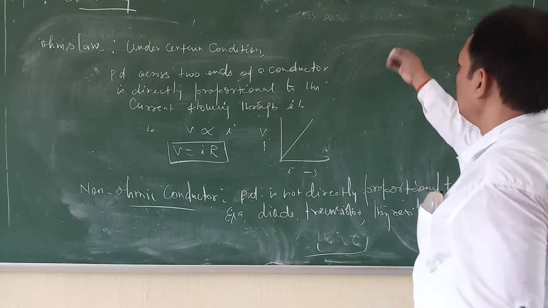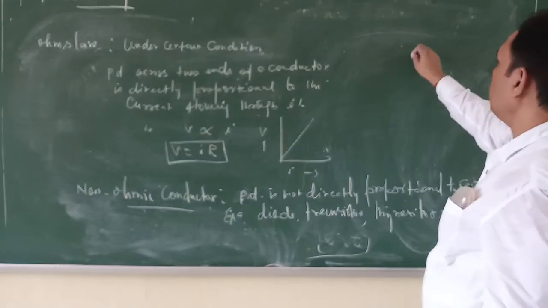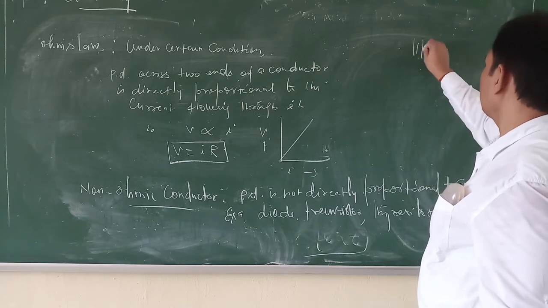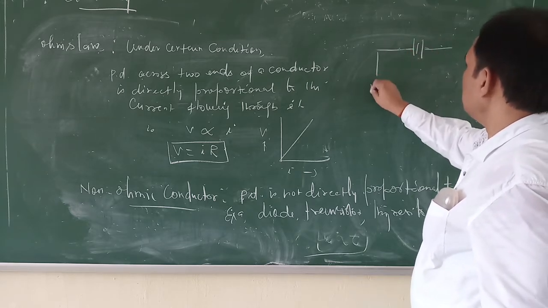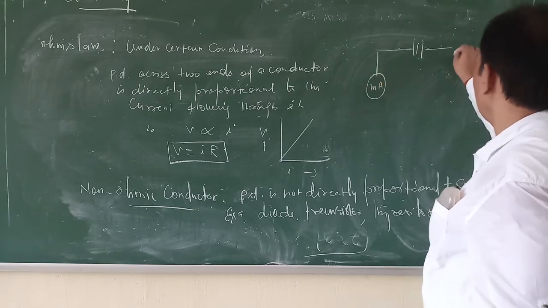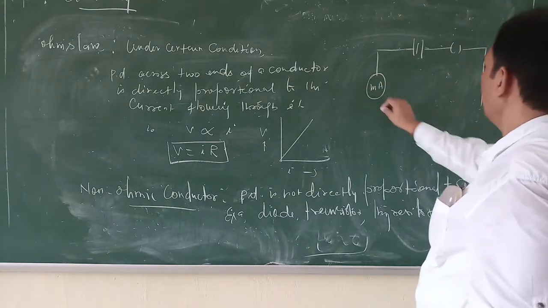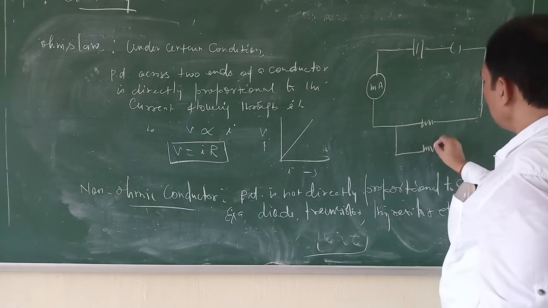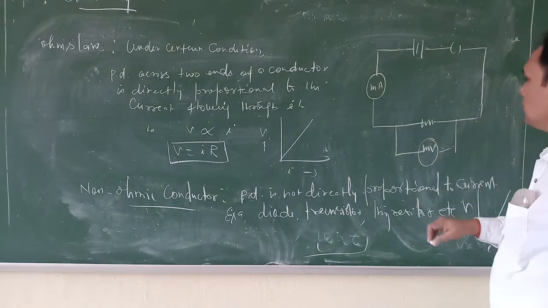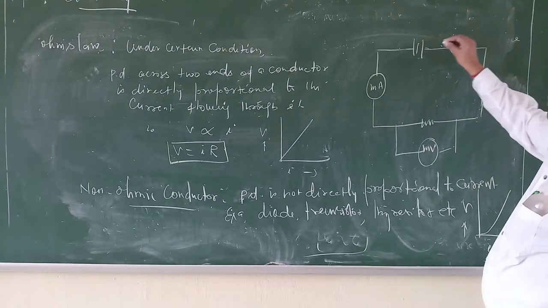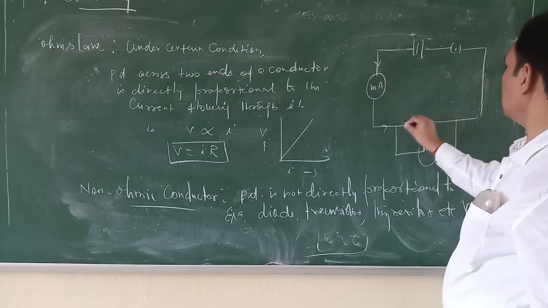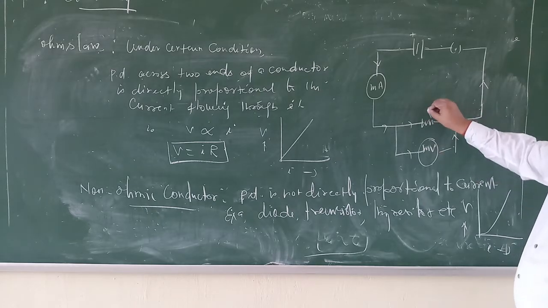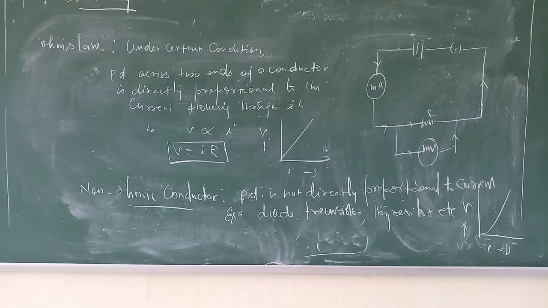If you draw the circuit diagram, you can draw the circuit diagram also. Suppose this is a milliammeter, and here is a key, and then this is the resistance, and this is the millivoltmeter. So this is the circuit diagram. Here current starts flowing across this resistance. So this is the circuit diagram used for Ohm's law.